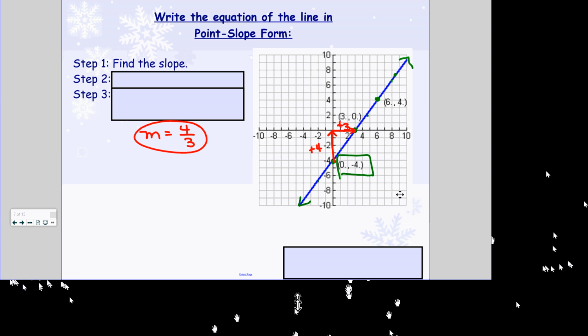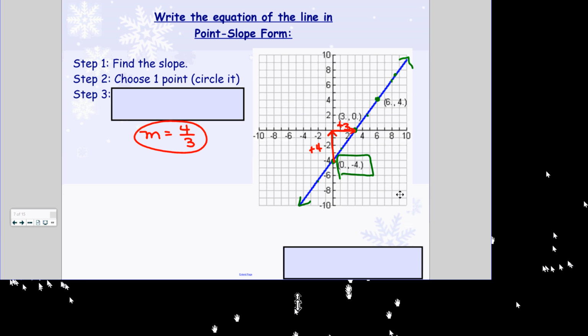Any key information, remember, we want to be circling and labeling so that when we need to use it later, we're not having to search all over our paper looking for it. Okay, so we've got a slope, and in point slope form, we need 1 point. So step 2 is to choose 1 point. All of these points are on the line, so you have freedom in which point you use. It is up to you.